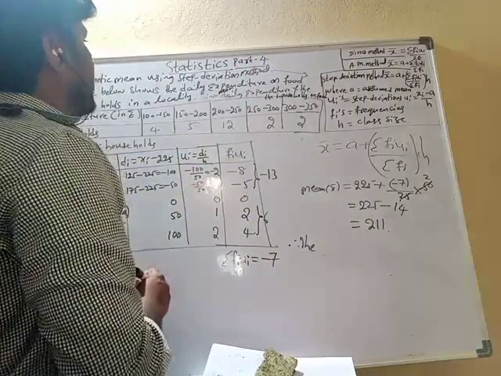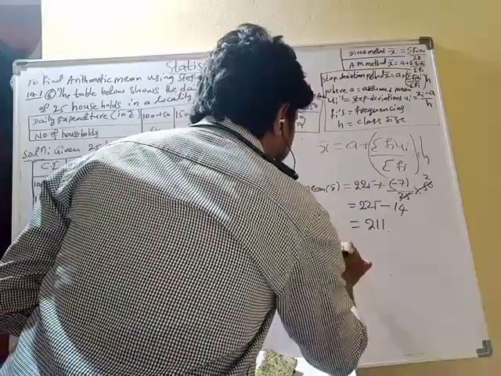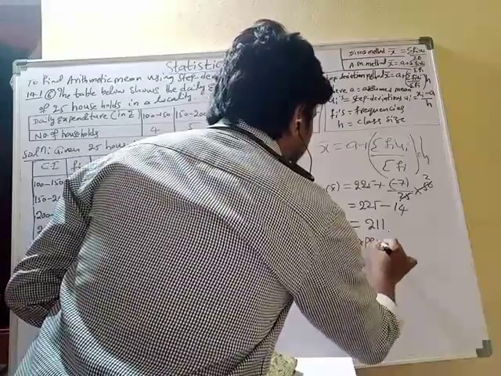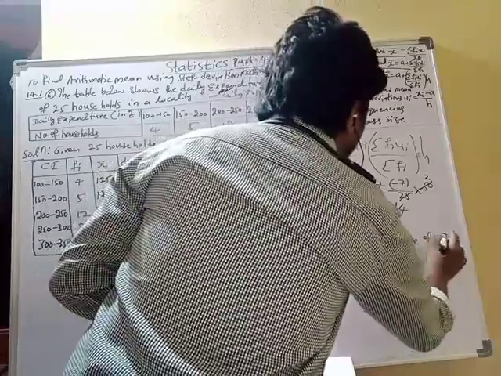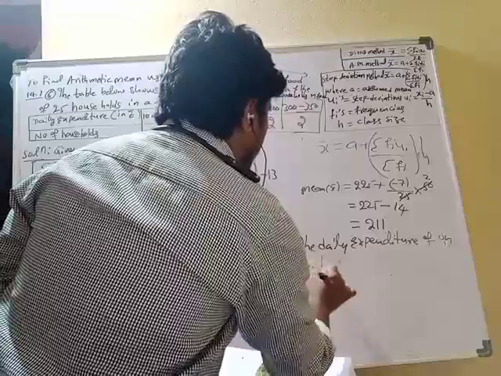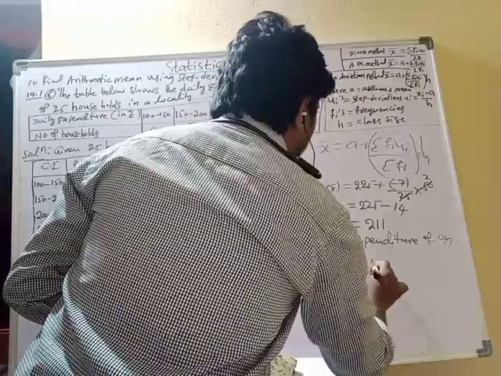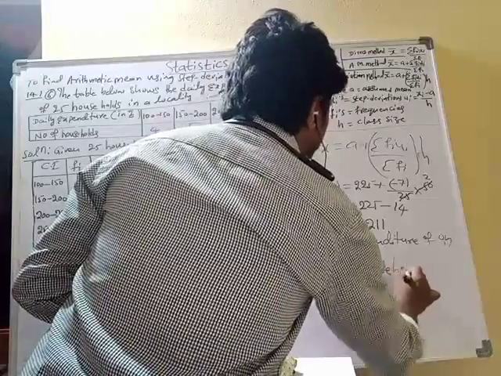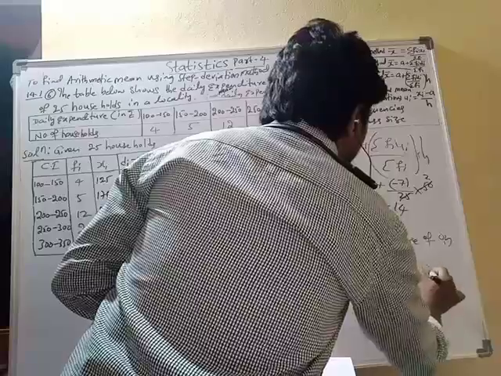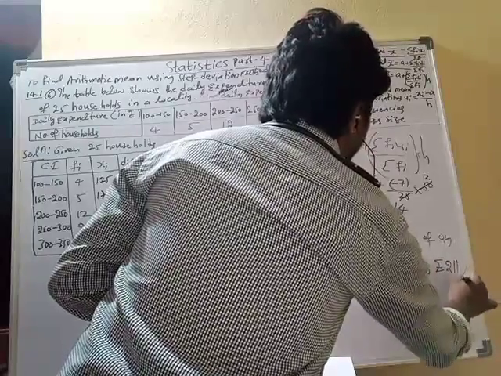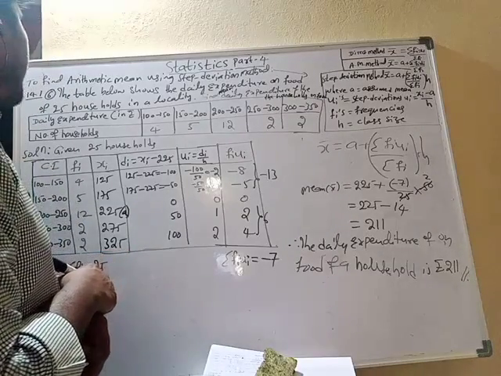Therefore, what is the required answer? The daily expenditure on food of a household is rupees 211. Similarly, solve all the remaining problems of exercise 14.1.